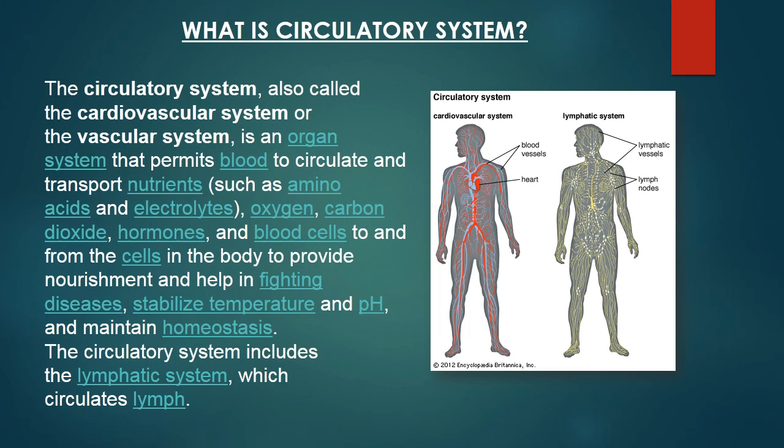Now what is cardiovascular system? It is an organ system that permits blood to circulate and transport nutrients such as amino acids and electrolytes, oxygen, carbon dioxide, hormones and blood cells to and from the cells in the body to provide nourishment and helps in fighting diseases, stabilizes temperature and pH and to maintain hemostasis, that is to prevent bleeding.